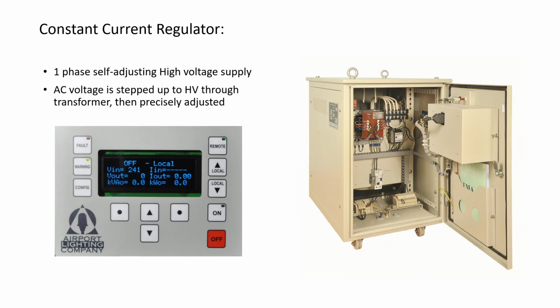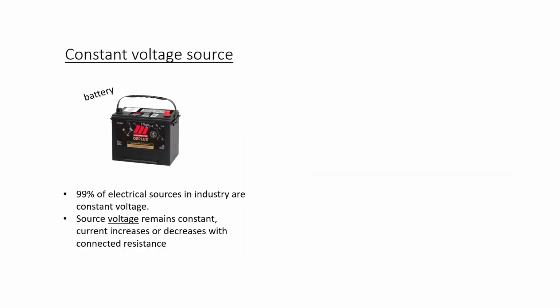The constant current regulator is the source for this system. It is a single-phase, self-adjusting, high-voltage supply. AC voltage is stepped up to high voltage through a transformer, then precisely adjusted. Now let's break this down a little bit.